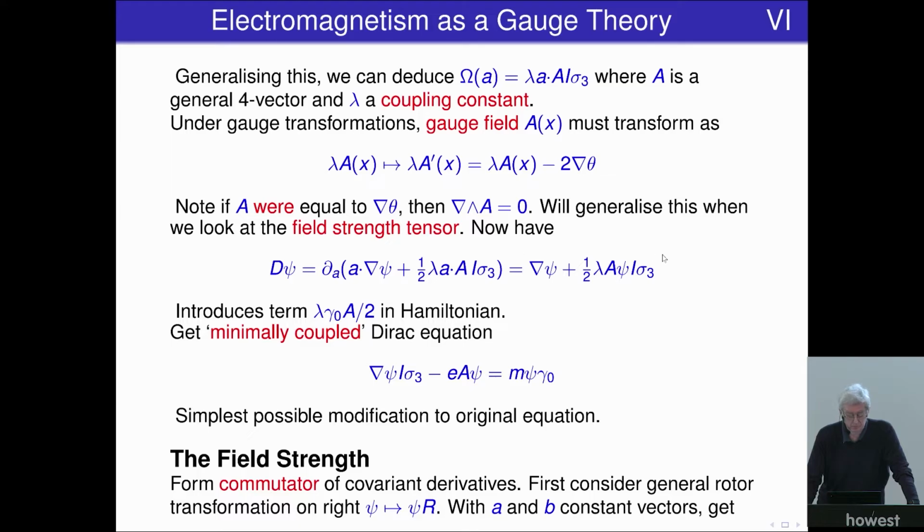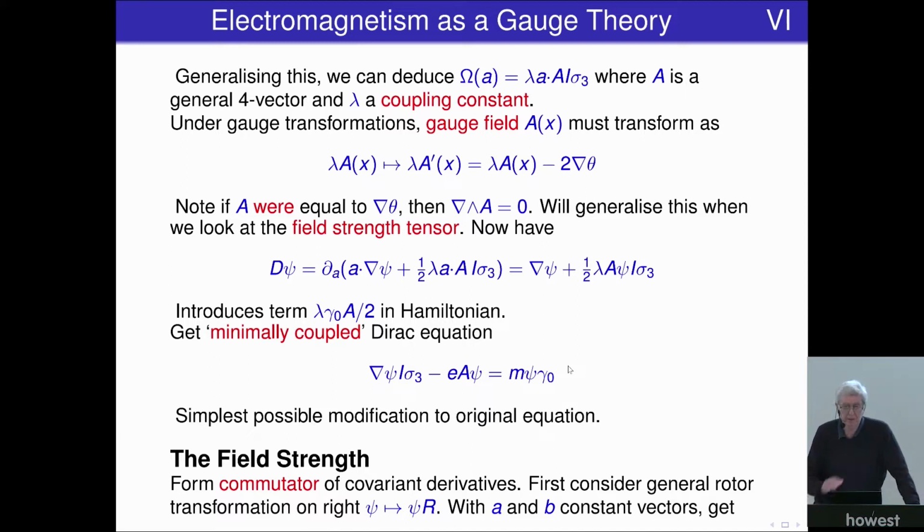So piecing that through, you put this new term in the equation, and you get this. Grad psi I sigma 3 minus EA psi, this is a new version of the coupling constant, is m psi gamma naught. And there we've got the Dirac equation with electromagnetism.